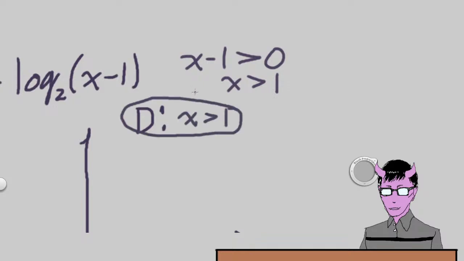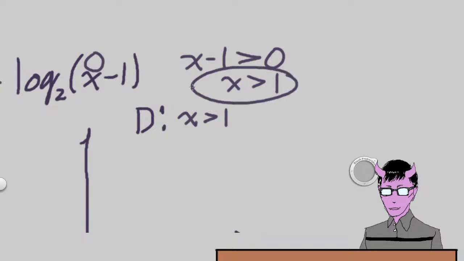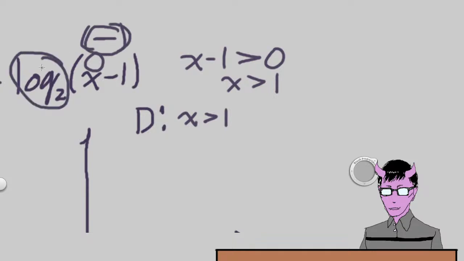Again, technically this is sloppy notation, but that's not my focus. So if you try to put in 0, for example, we can't do it, because 0 minus 1 is negative, and we can't have negative inputs inside our log functions as a whole.